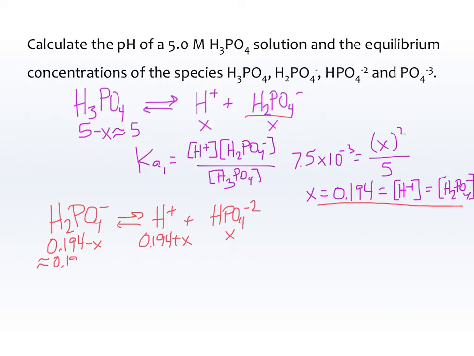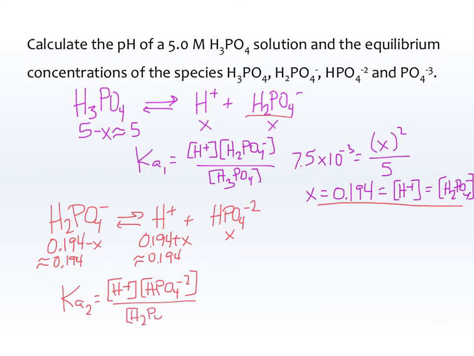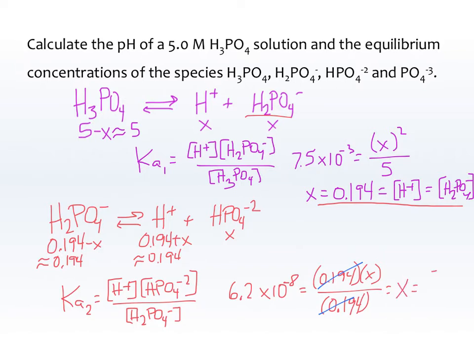This is approximately 0.194. This is approximately 0.194. So we have Ka2, H plus times HPO4 minus 2 divided by H2PO4 minus. Based on your chart, 6.2 times 10 to the negative 8 is equal to 0.194 times x divided by 0.194. And then notice that these guys cancel, so that equals x. And this time, x is equal to HPO4 minus 2 only.